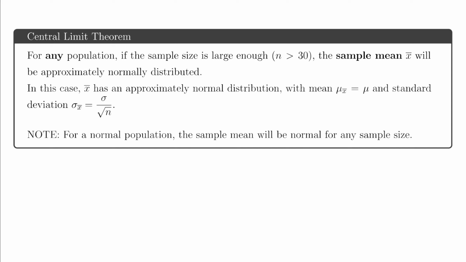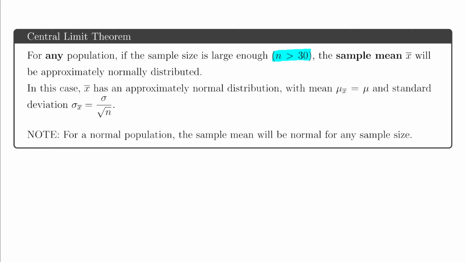Now this next idea is one of the most important concepts in statistics. It is called the central limit theorem. What it says in general is for any population that we're looking at, if the sample size is large enough, and in this case large enough means our sample needs to be greater than 30, then the sample mean, what we were just dealing with in our previous example and discussion, will be approximately normally distributed.